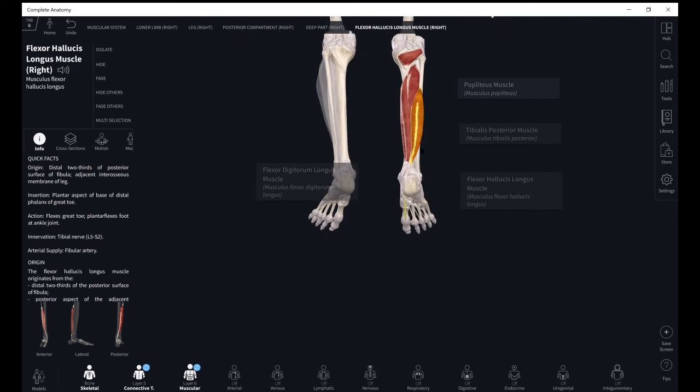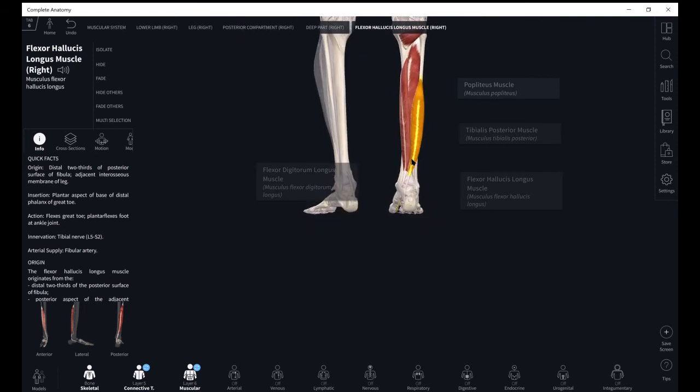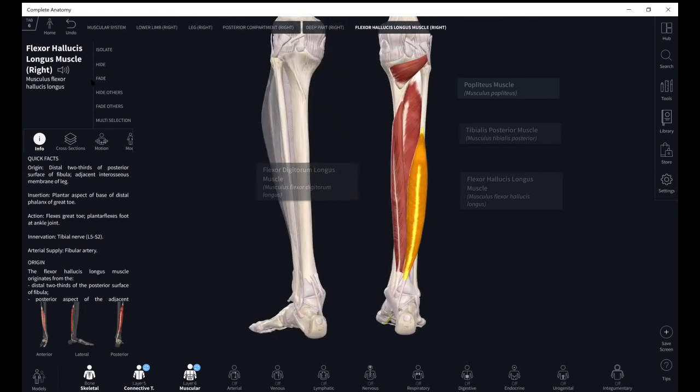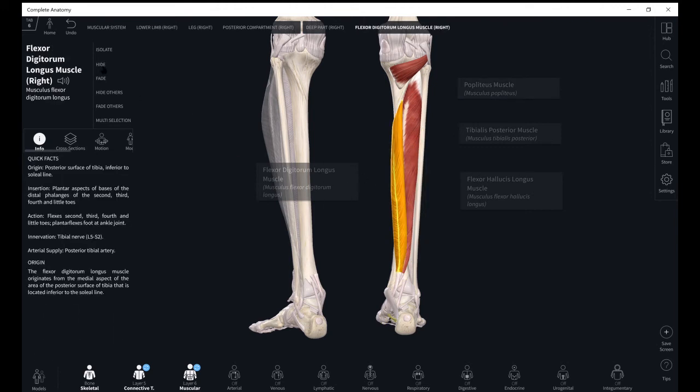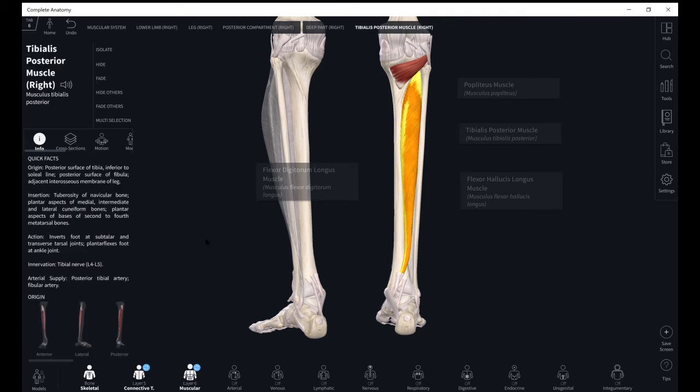And then finally, I'm going to hide those two to give us tib posterior. Here the origin is the posterior surface of the tibia, inferior to the soleal line, the posterior surface of the fibula, and the adjacent interosseous membrane of the leg. So again, another of the muscles with multiple bony origins.